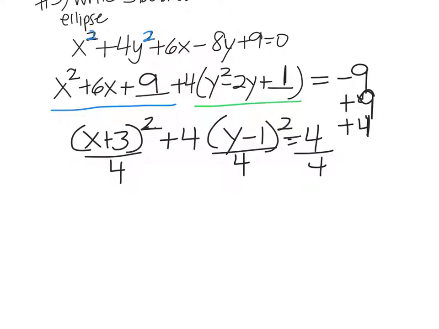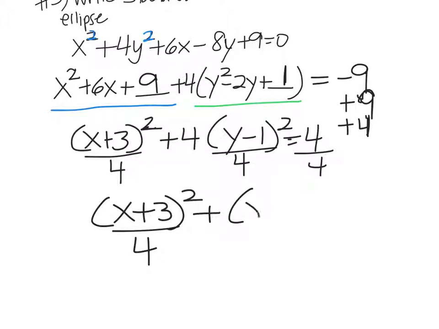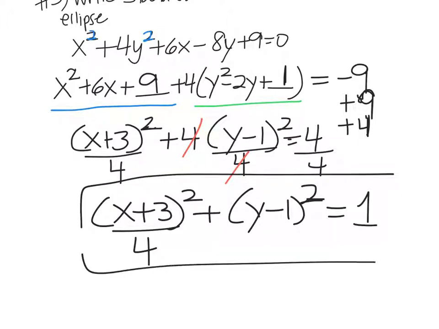And what we get is (x plus 3) squared over 4 plus (y minus 1) squared. That's just over 1. See how the 4's will reduce? You could put it over 1 if you want to. And then it equals 1. So that would be standard form. I think I would probably put that over 1 just so it looks a little bit better. Okay? And then you can get everything from there.